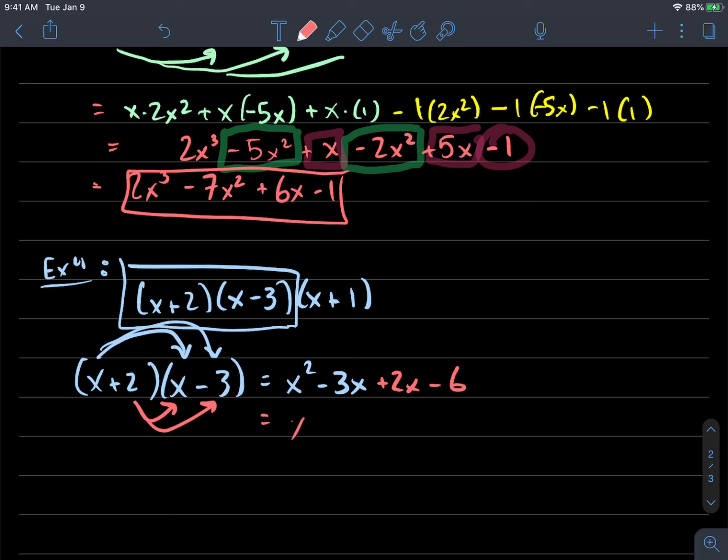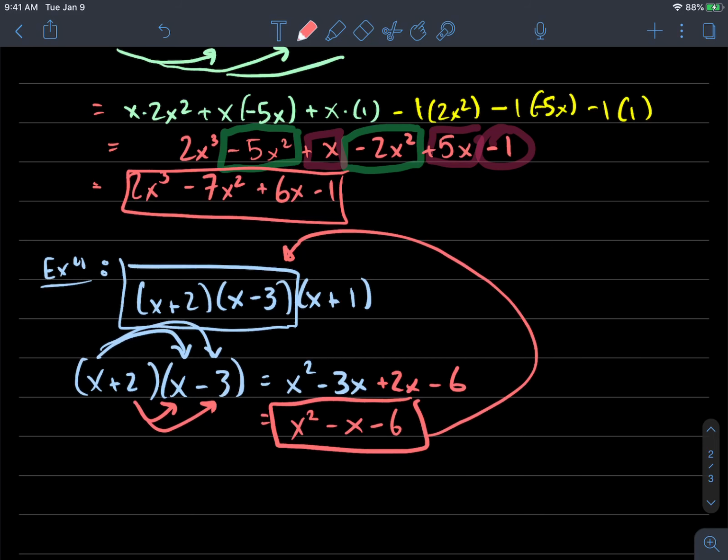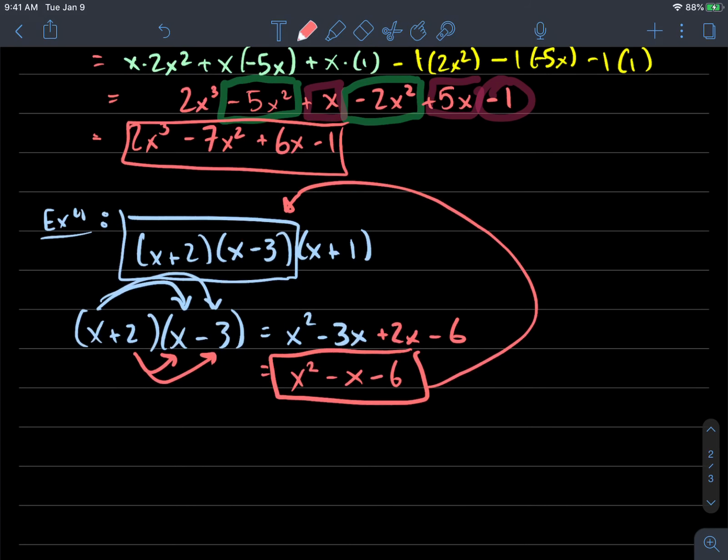X squared is going to stay the same. Minus 3x plus 2x is going to be minus x, and then minus 6. Okay, so we're just going to bring that here. That's not our answer though. This is just a part. This is this part right here. All right, and now you're going to be multiplying x squared minus x minus 6 times x plus 1.